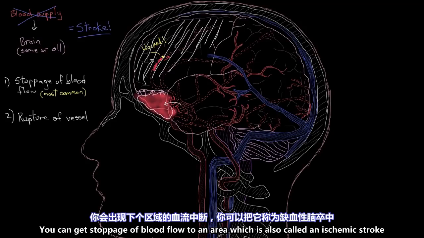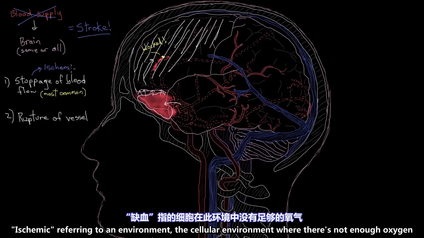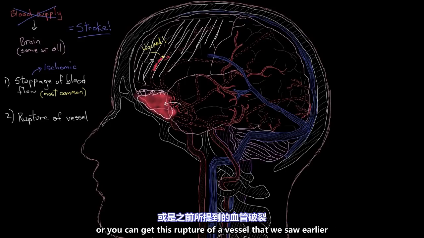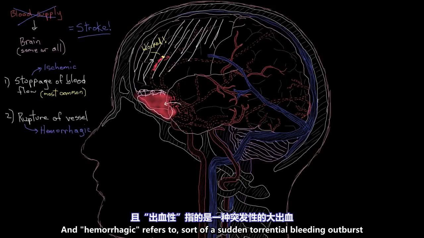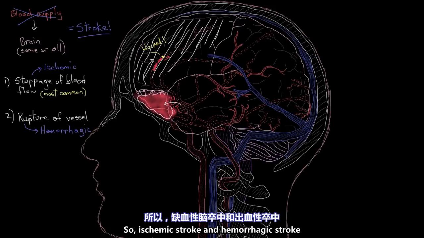You can get stoppage of blood flow to an area, which is also called an ischemic stroke. Ischemic refers to a cellular environment where there's not enough oxygen. Or you can get this rupture of a vessel that we saw earlier, and that's also called a hemorrhagic stroke. Hemorrhagic refers to a sudden torrential bleeding outburst. So ischemic stroke and hemorrhagic stroke.